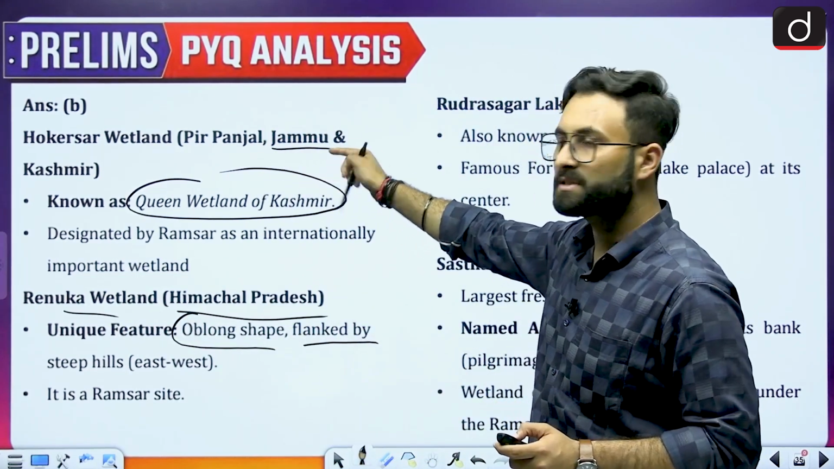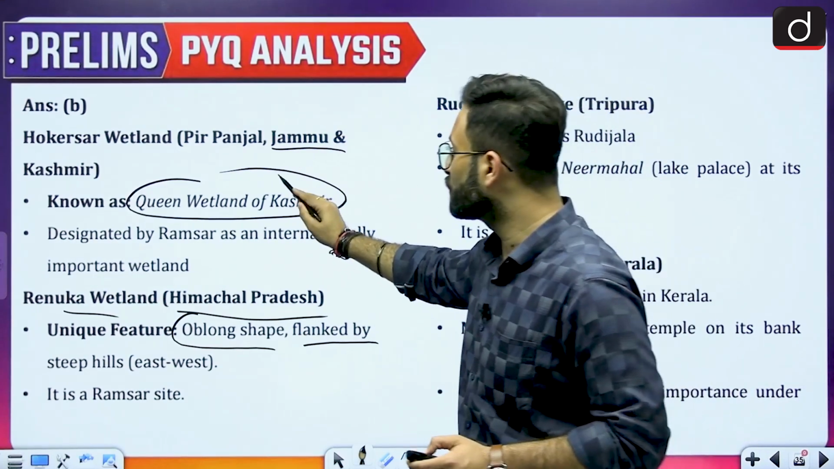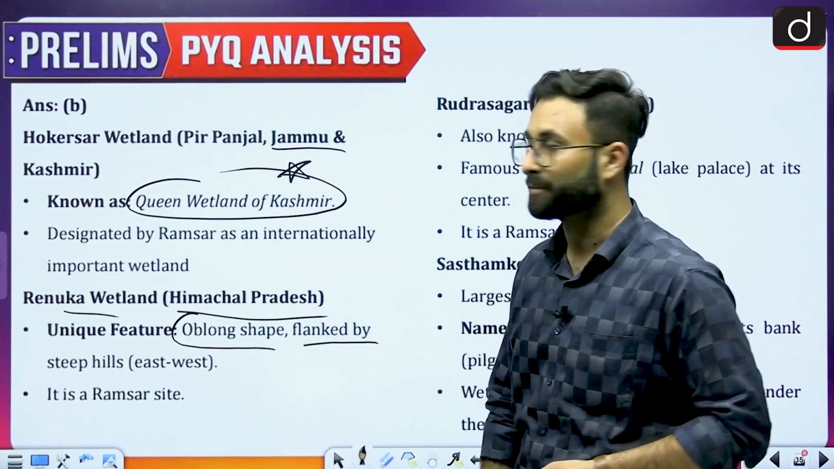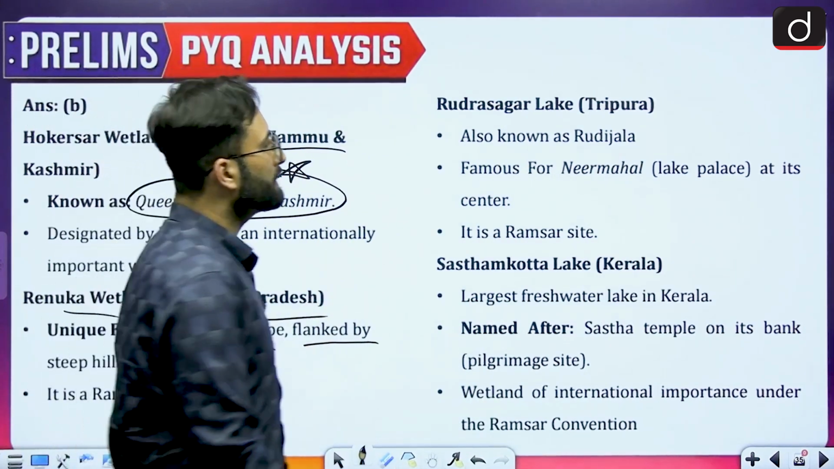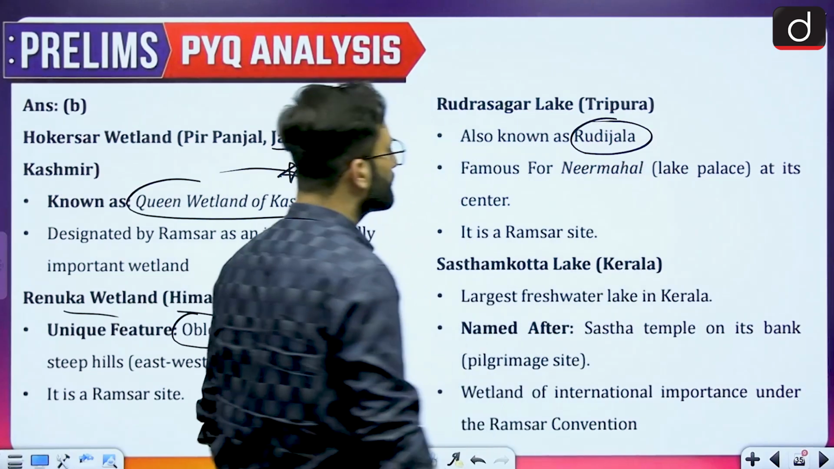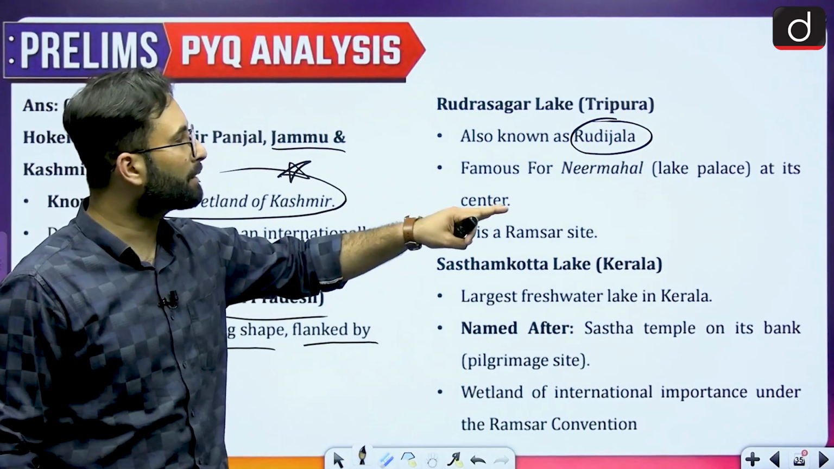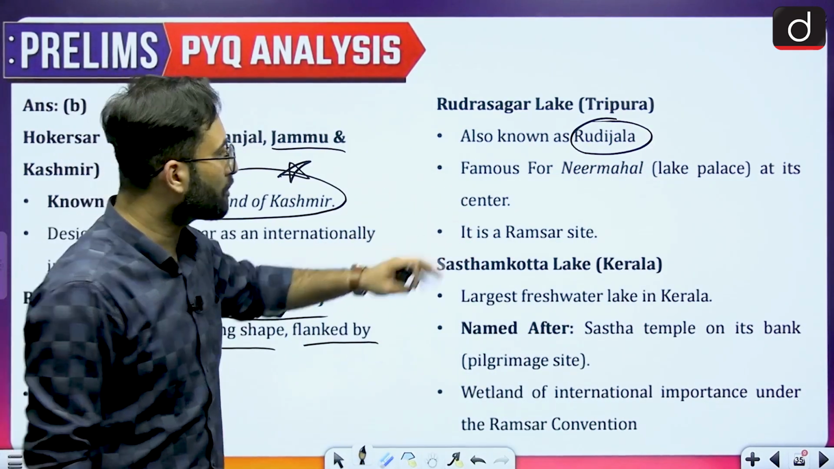Hokersar is there in the Pir Panjal range in Jammu and Kashmir. This you should remember, that it is the Queen wetland of Kashmir. Coming to the next one, Rudrasagar, that is there in Tripura. It is also known as Rudizala, and it is famous for the Neer Mahal, or the lake palace, at its center, and it is also a Ramsar site.